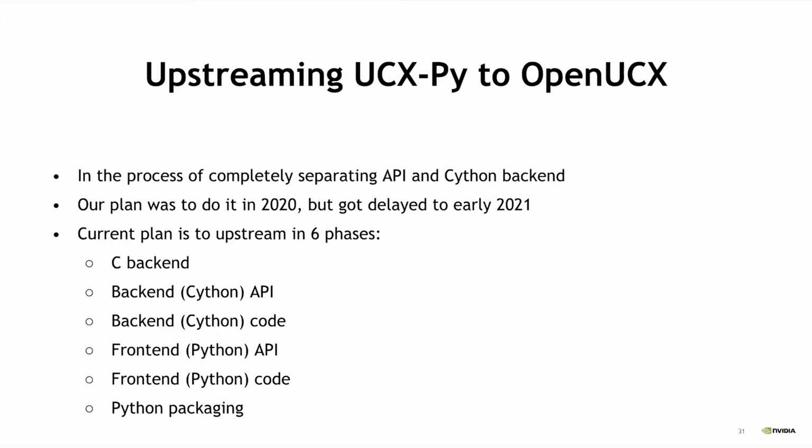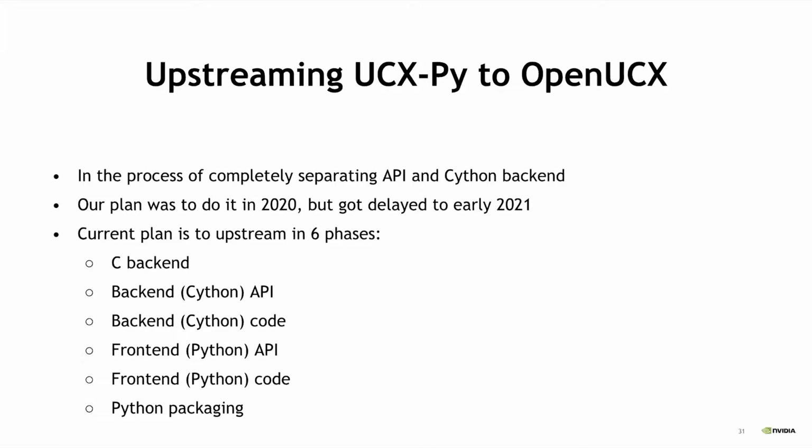And our plan is to upstream it in 6 phases, perhaps more, just to simplify reviews. So the current UCX-Py code, I think it's around 4,000 lines, and probably a single PR would not be very welcome. So we want to do it in steps and start upstreaming piece by piece, so as to reduce the burden on reviewers, but this is something that we intend to do early in 2021.